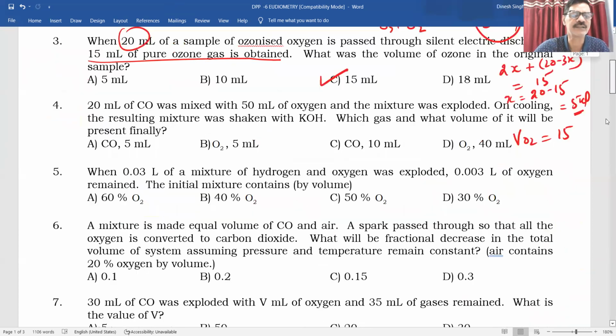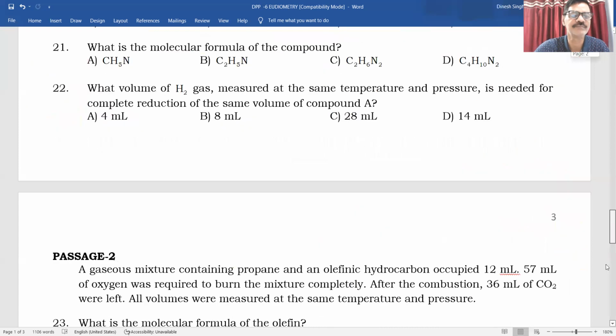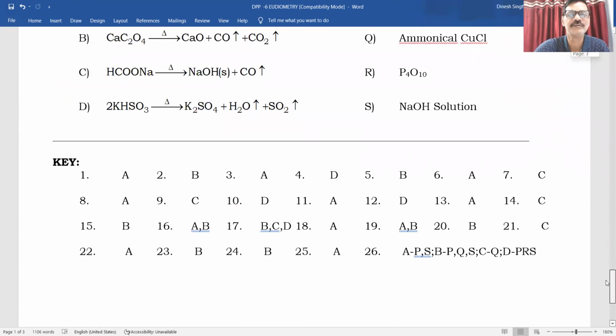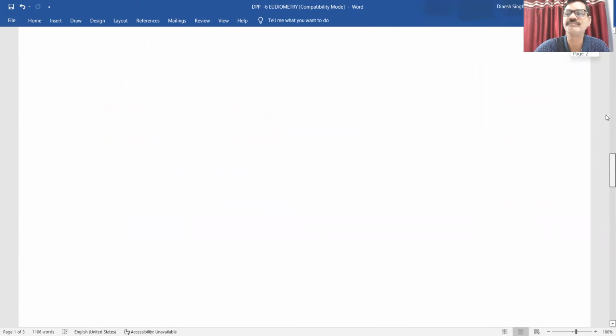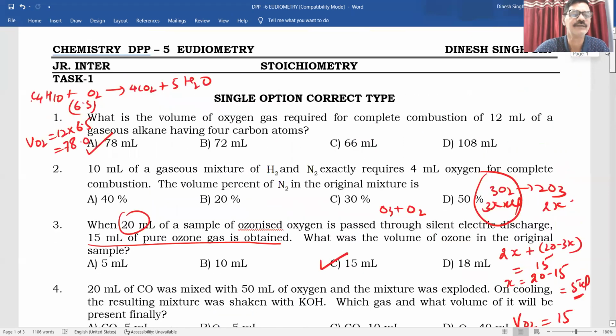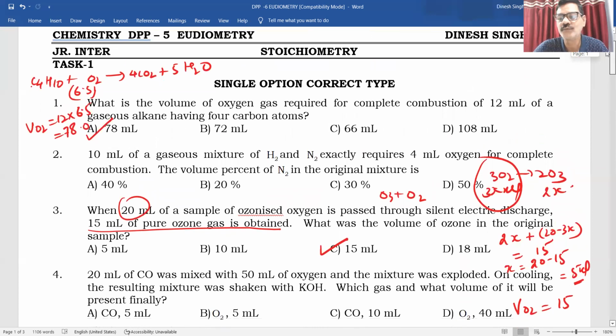So what is the answer for question number 3? Answer A. Question number 1, answer A. Is it clear to everybody?